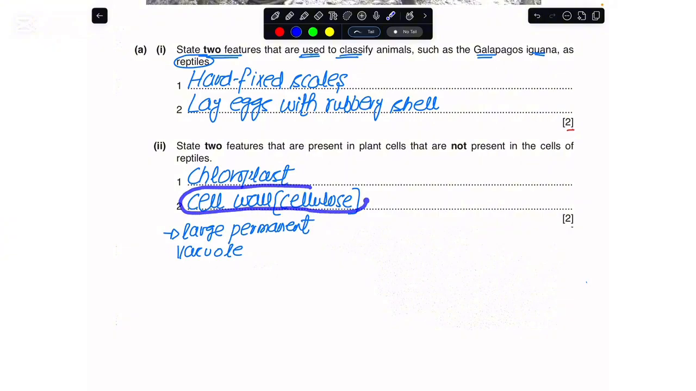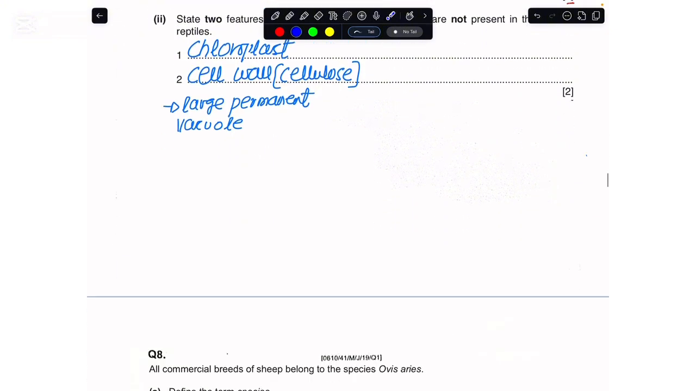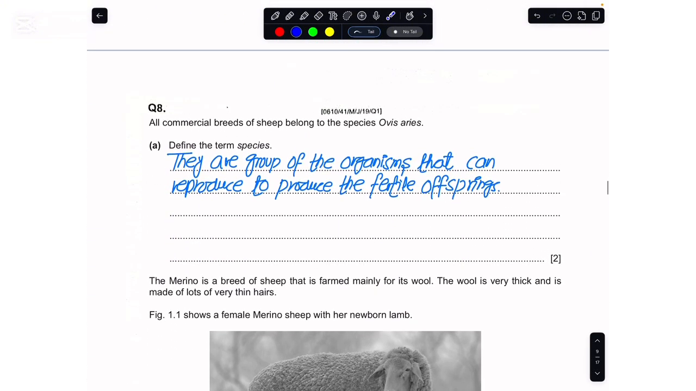Another point would be the cell wall. If you would like to write an alternative point, you could say that plants have a large permanent vacuole, which would not be available in the cells of the reptiles. Now let us come to question number 8. And here you see this appeared in the year 2019, May/June, and the variant of your paper was 4.1. They say all commercial breeds of sheep belong to the species Ovis aries. Ovis is the genus, Aries is the species.